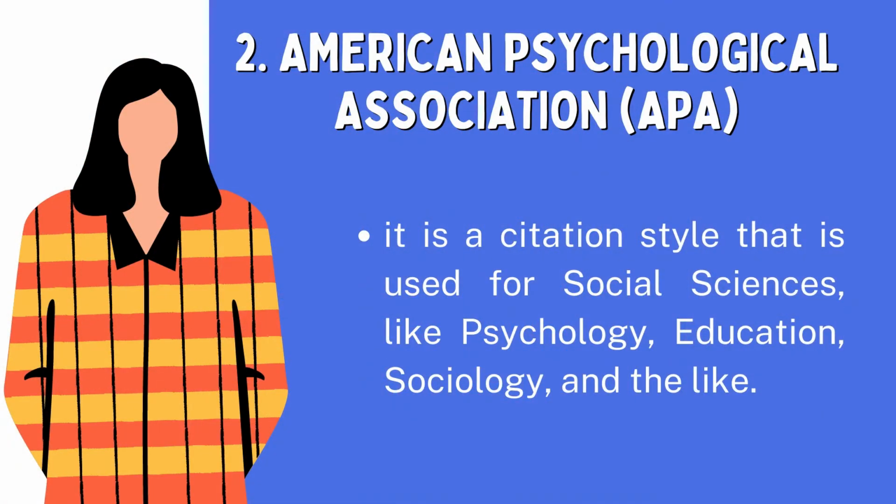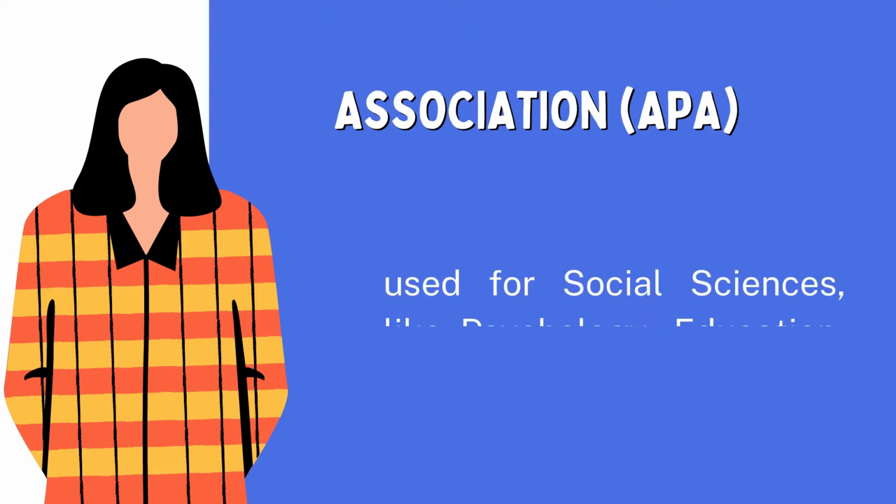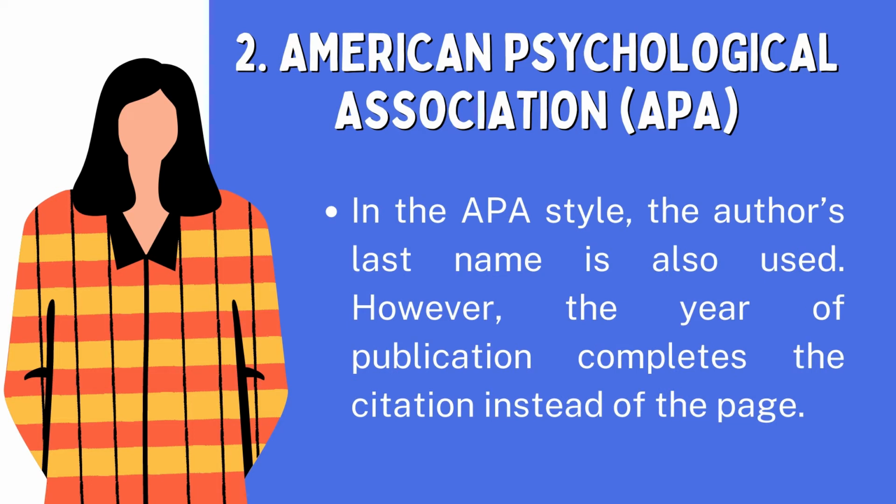Let's move on to the second, the American Psychological Association or the APA. It is a citation style that is used for social sciences like psychology, education, sociology, and the like. In the APA style, the author's last name is also used. However, the year of publication completes the citation instead of the page.